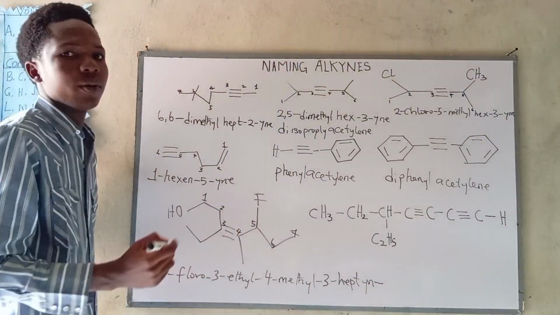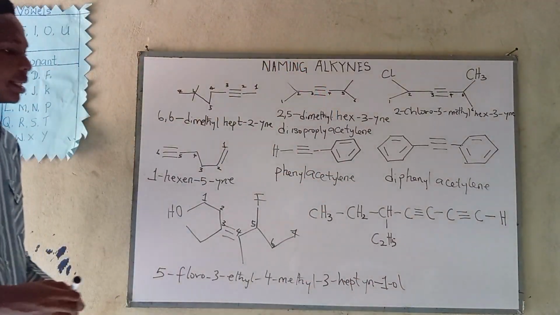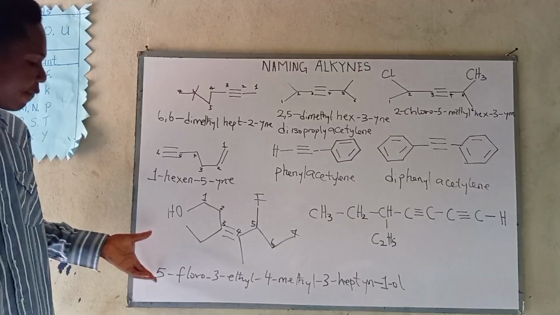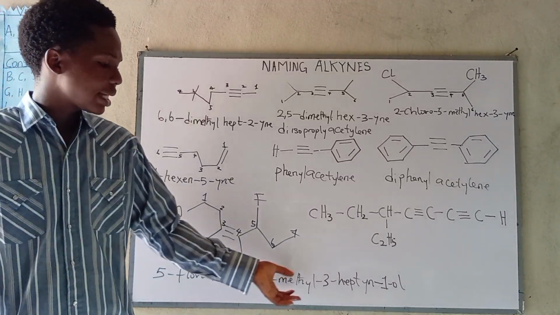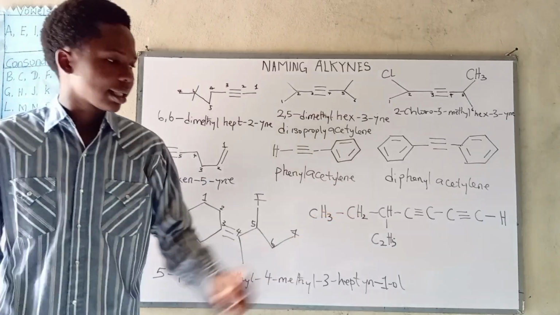1-ol. You get it? So it's that easy. You just have to take it step by step. So we can easily call it 5-fluoro-3-ethyl-4-methyl-3-heptyn-1-ol. Alright? So now let's look at this guy.